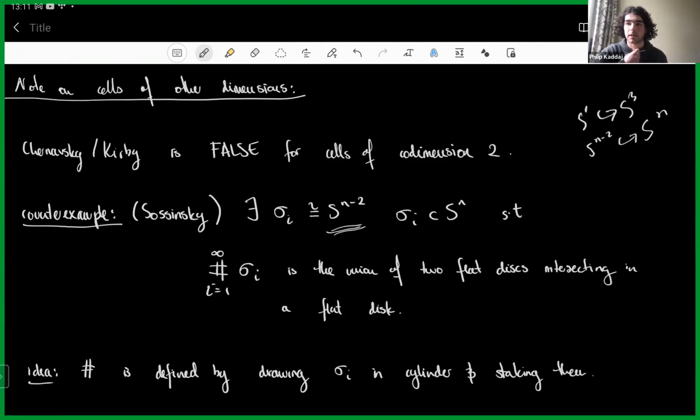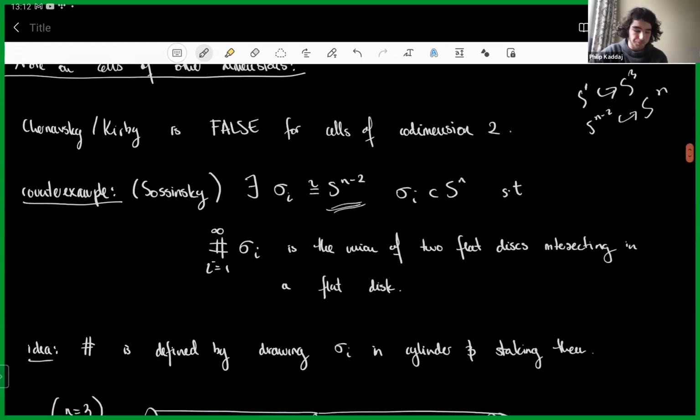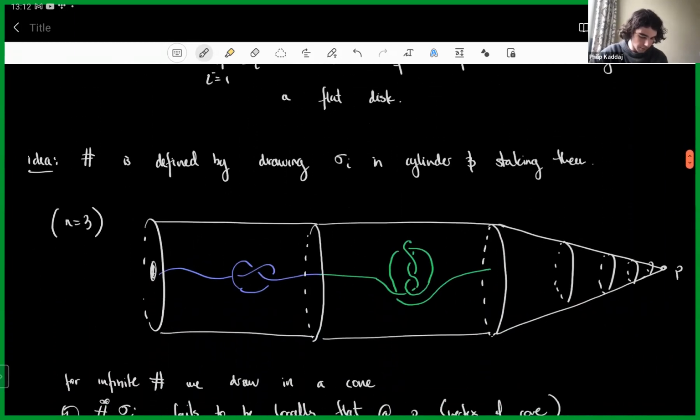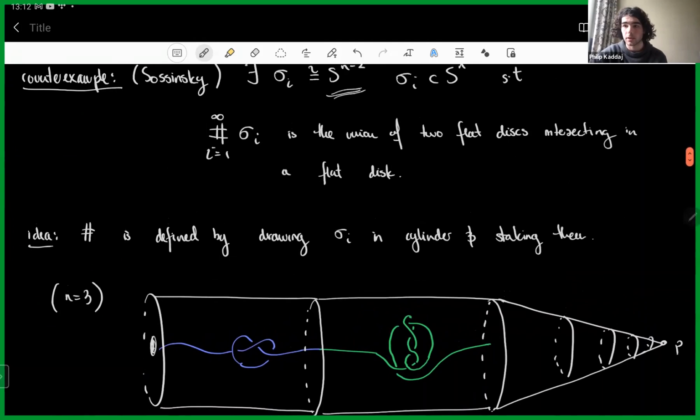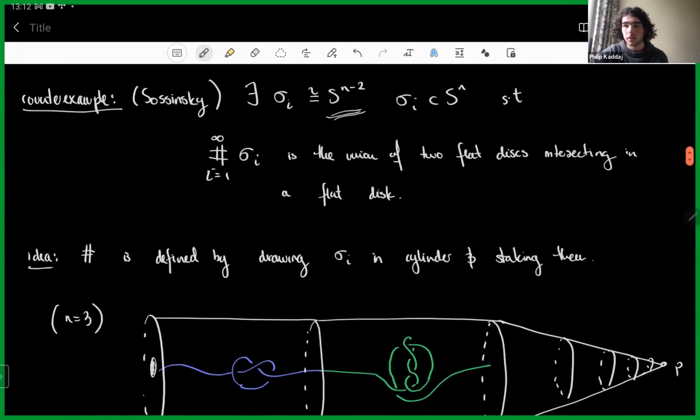For me personally, it didn't make sense to consider this for just arbitrary embeddings of Sn-2, since this connected sum depends on some disks on the embedding, and if the embeddings can be pathological, it's not clear why this connected sum is well defined. But so these are all locally flat.